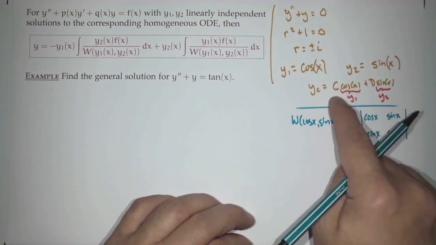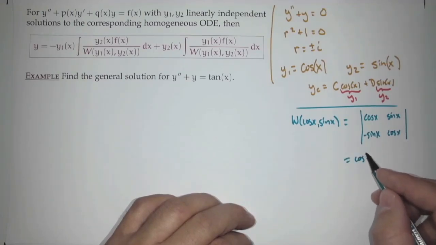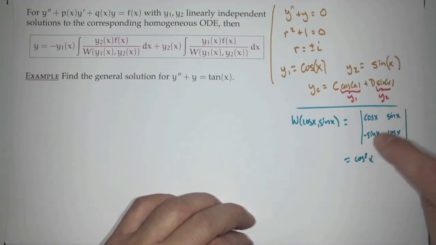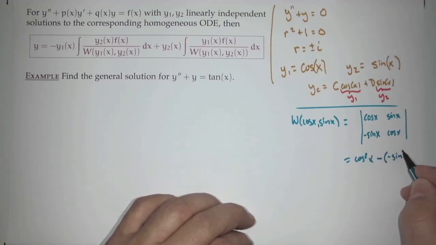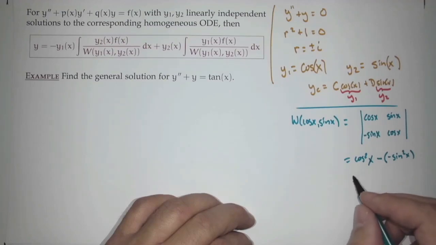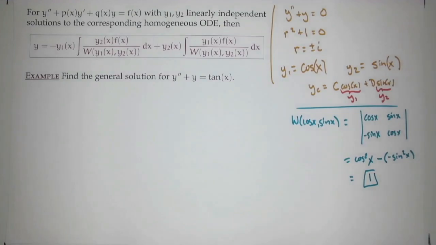Now, take our determinant here. Go diagonals. Cosine times cosine, cosine squared. Other diagonal, minus sine times sine, minus sine squared. But remember, we subtract it. So you add the one going down, subtract the one going up. So you have cosine squared x minus negative sine squared x, also known as 1. Oh, what a beautiful Wronskian. Great Wronskian. I like this one.